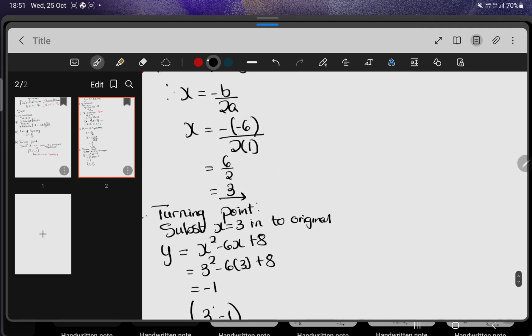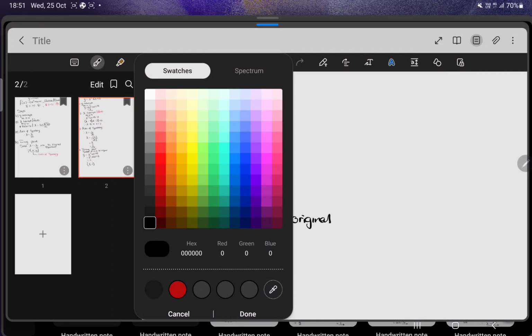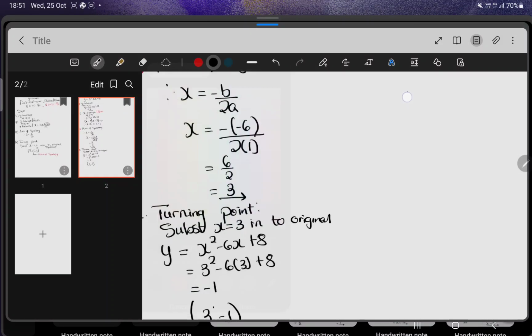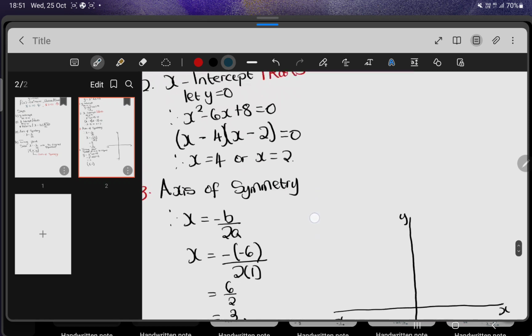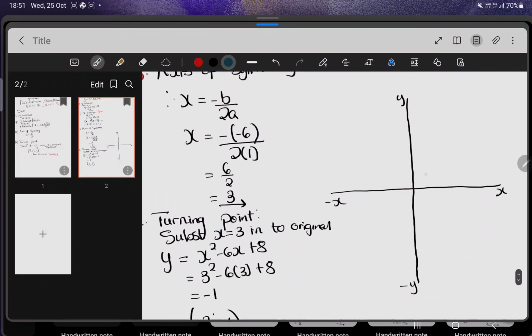I'm going to use the very same thing to draw the graph. This is the graph. Remember, the a is positive. Then I'm going to draw it. This is my x. That is my negative x. That is my y. That is my negative y. Then I will have to start with what we call the x-intercept. The x-intercepts, as far as I can remember, are 4 and 2. So I can just put 2 here, and then I can put 4 here.